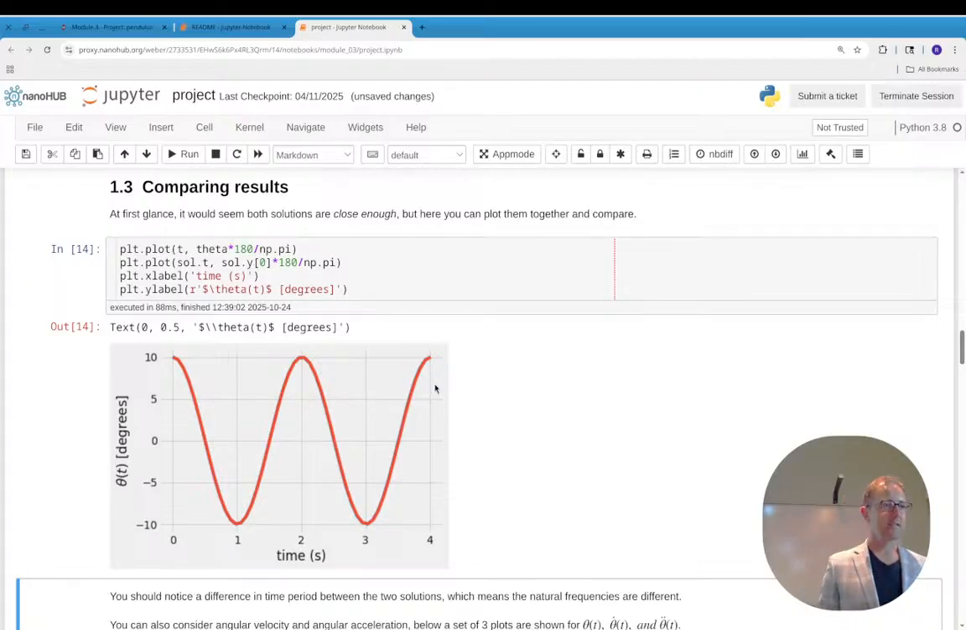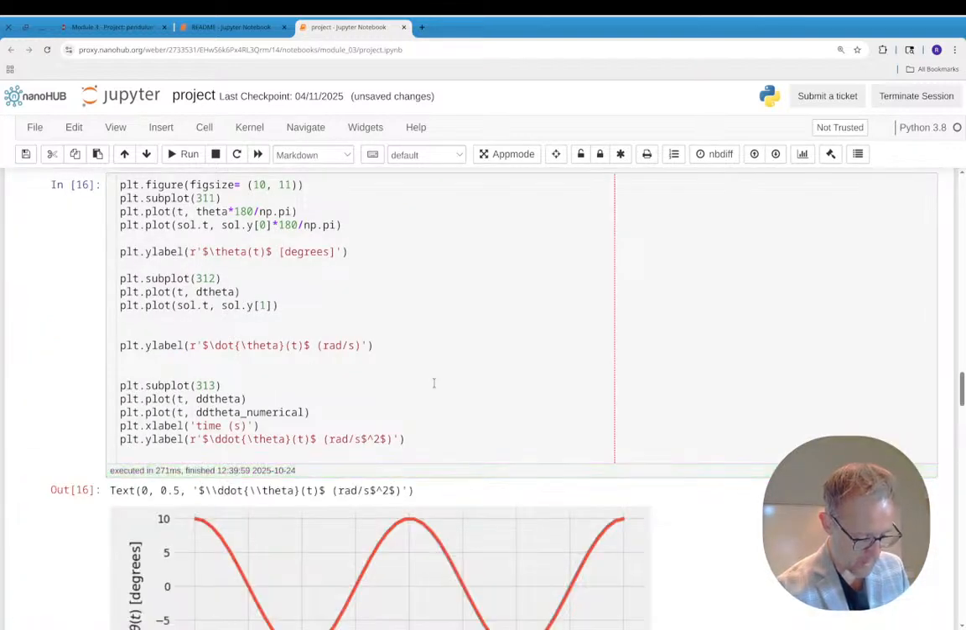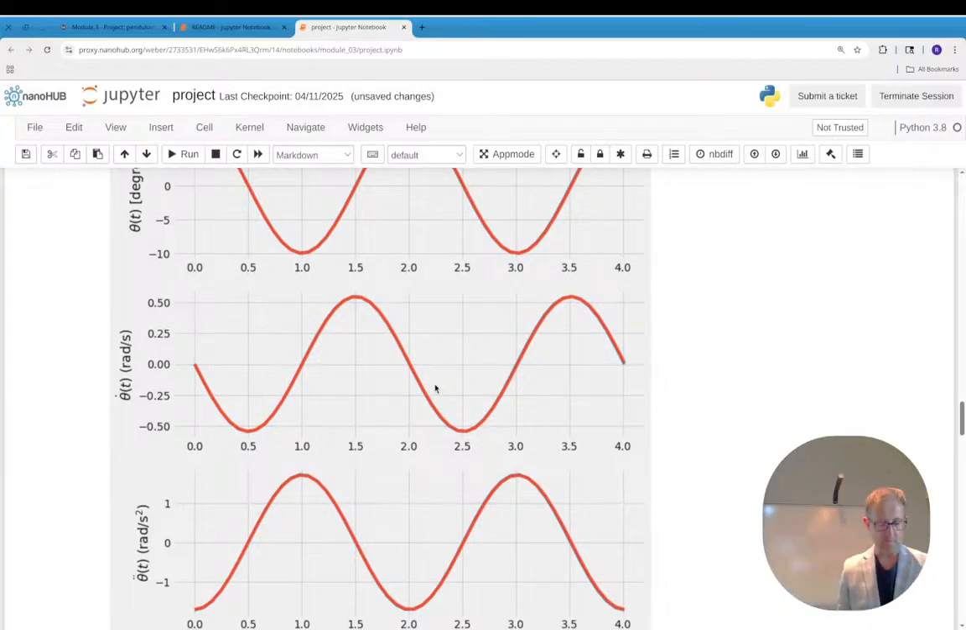So the angle, at least from our result, is that the initial angle doesn't affect the linear assumption. And if it's a small angle, then there's no difference between linear and nonlinear. There's definitely a difference as you get to large angles, but the smaller the angle, the closer everything is. Because now we can see all three, angle, angular velocity, and angular acceleration, are all the same.